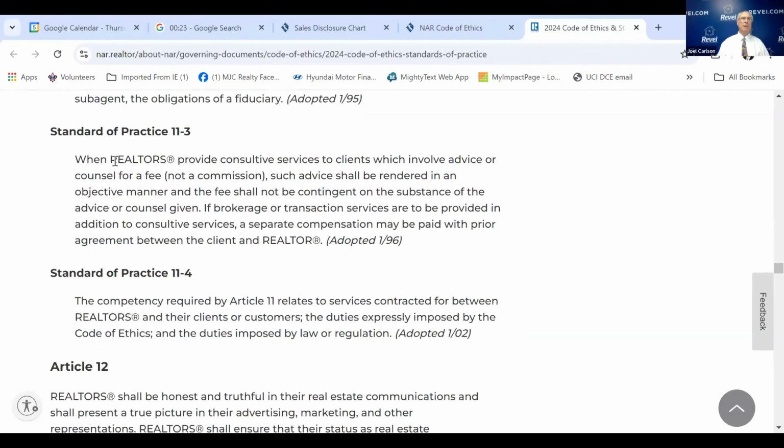And it talks about realtors providing consultative services. No, wait a minute. I'm licensed under 10131 of the Business and Professions Code. I can sell houses and commercial, industrial, raw land. Can I charge you hourly for consulting? Absolutely. It says in our law that you can be paid for your consulting services.